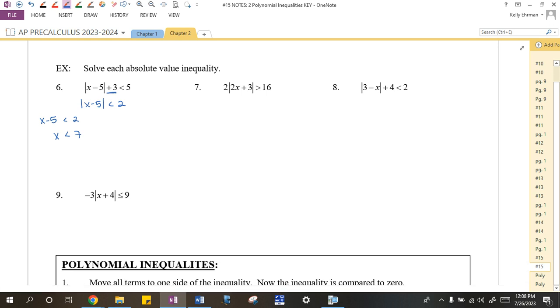Because if we look at, say, 0, 0 is less than 7. But if I plug 0 back in here, the absolute value of 0 minus 5 is not less than 2. 5 is greater than 2. So there's got to be some other constraint. So here's the second inequality.